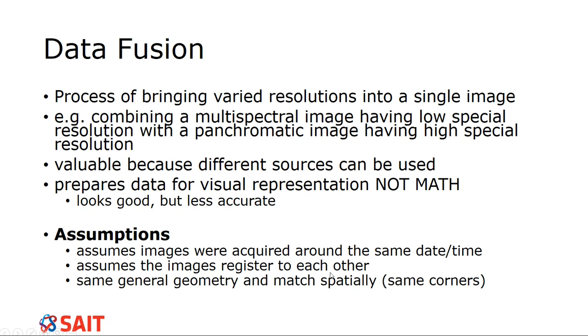It also assumes that the images must register together. And again, because they're taking it at the same time with the same sensor, they register together well. And the last thing is that the general geometry matches and they spatially match. So they have to have the same corners. So there's a lot of assumptions that need to be included in our data fusion processing if we are going to do it. If you don't have a panchromatic band and you're really trying to put them together, there's a lot of extra steps that go with it to improve that resolution.